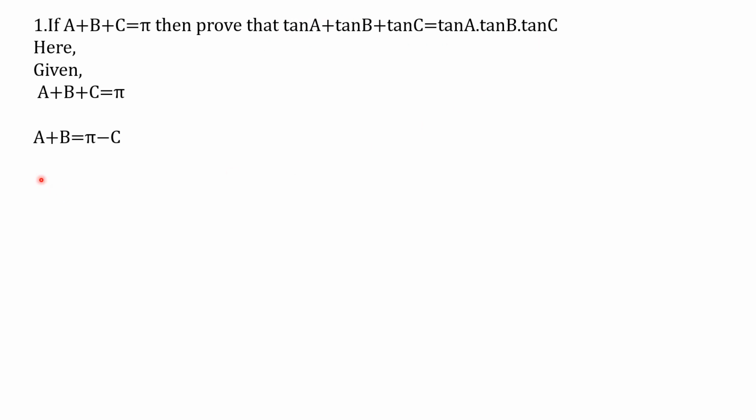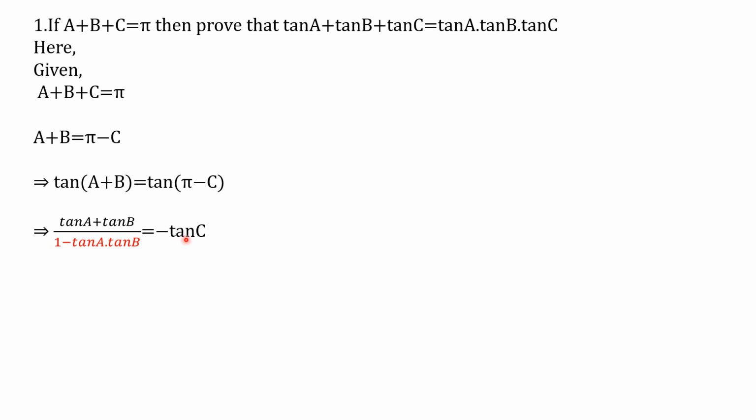So we will operate tan on both the sides. So on operating tan on both the sides, we will get tan in bracket a plus b is equal to tan pi minus c. And then we know the formula for tan a plus b is tan a plus tan b over 1 minus tan a into tan b. And we also know that tan pi minus c, that means tan 180 minus c, is minus tan c. I hope this is clear.